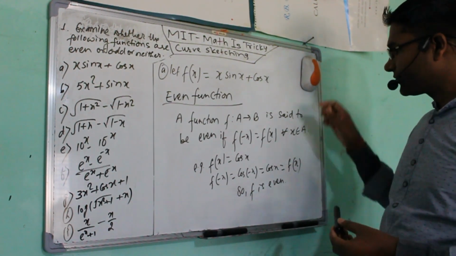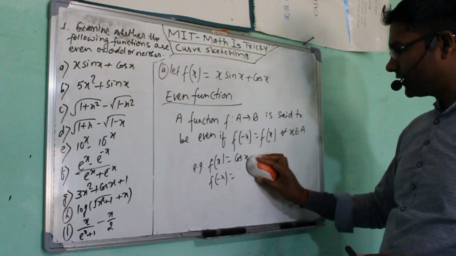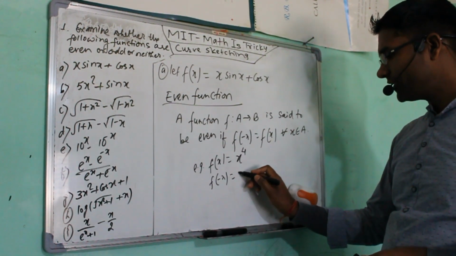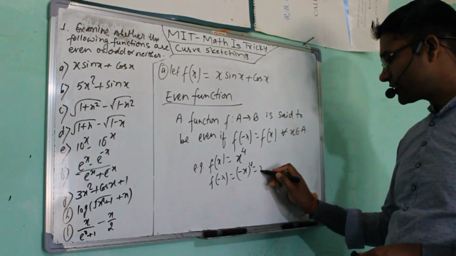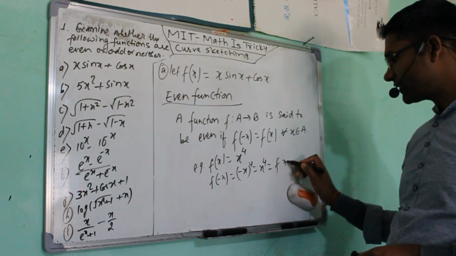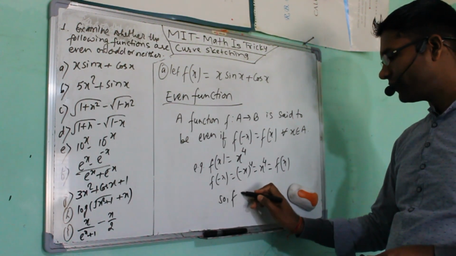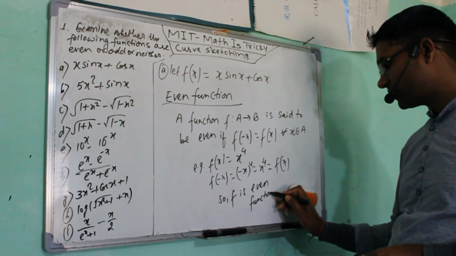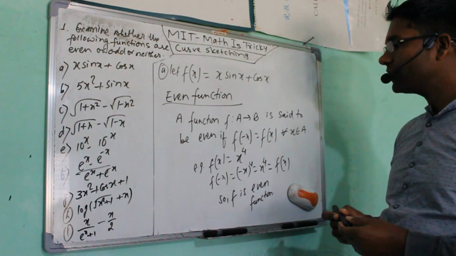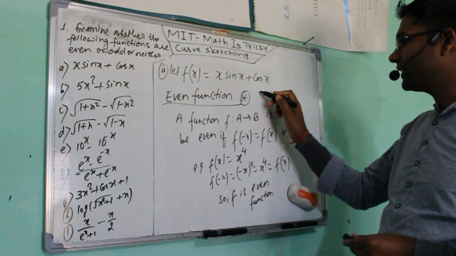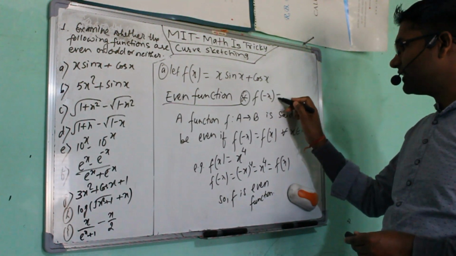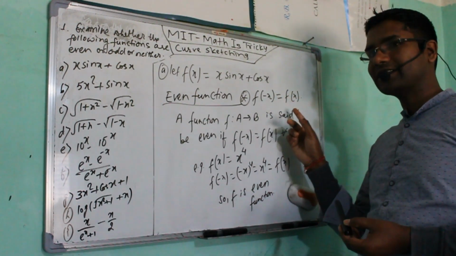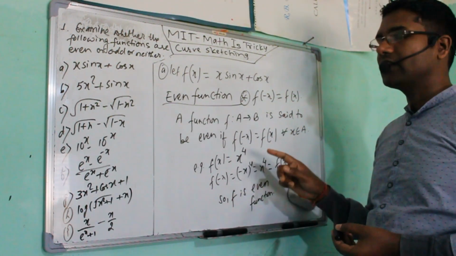Let's take another example. Suppose f of x is x power 4. Then f of minus x is minus x power 4, which equals x power 4, which is again f of x. So f is an even function. Hope you understood this. For an even function, always note down this main point: f of minus x must be equal to f of x for all x, then it is an even function.